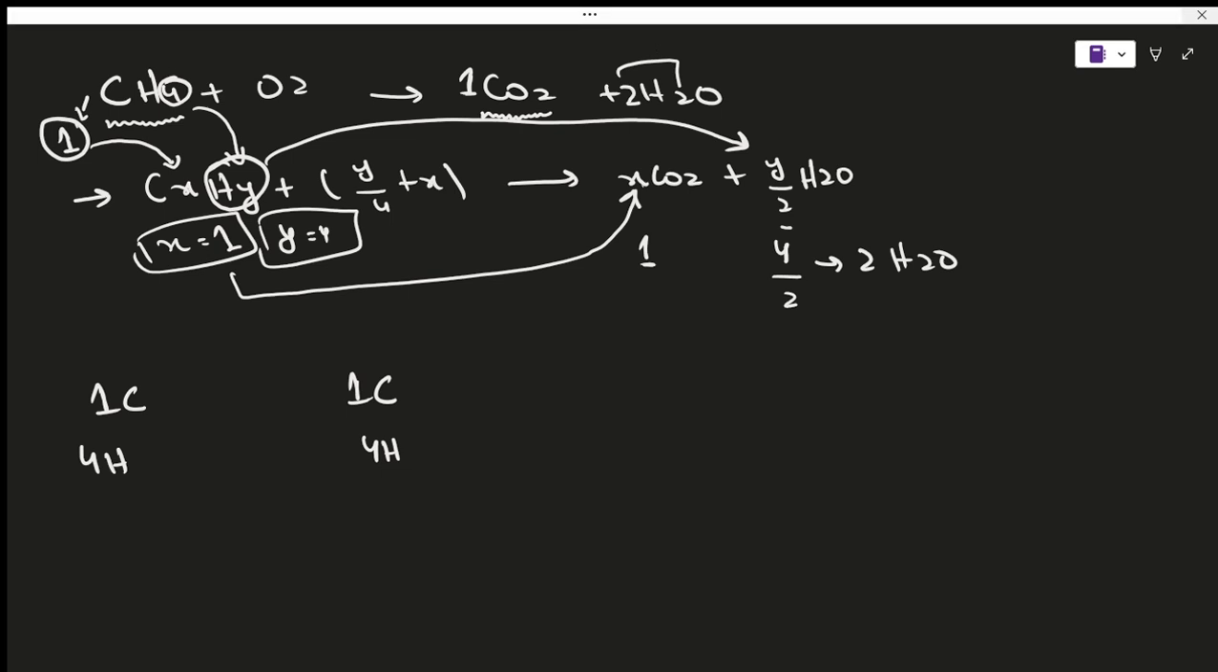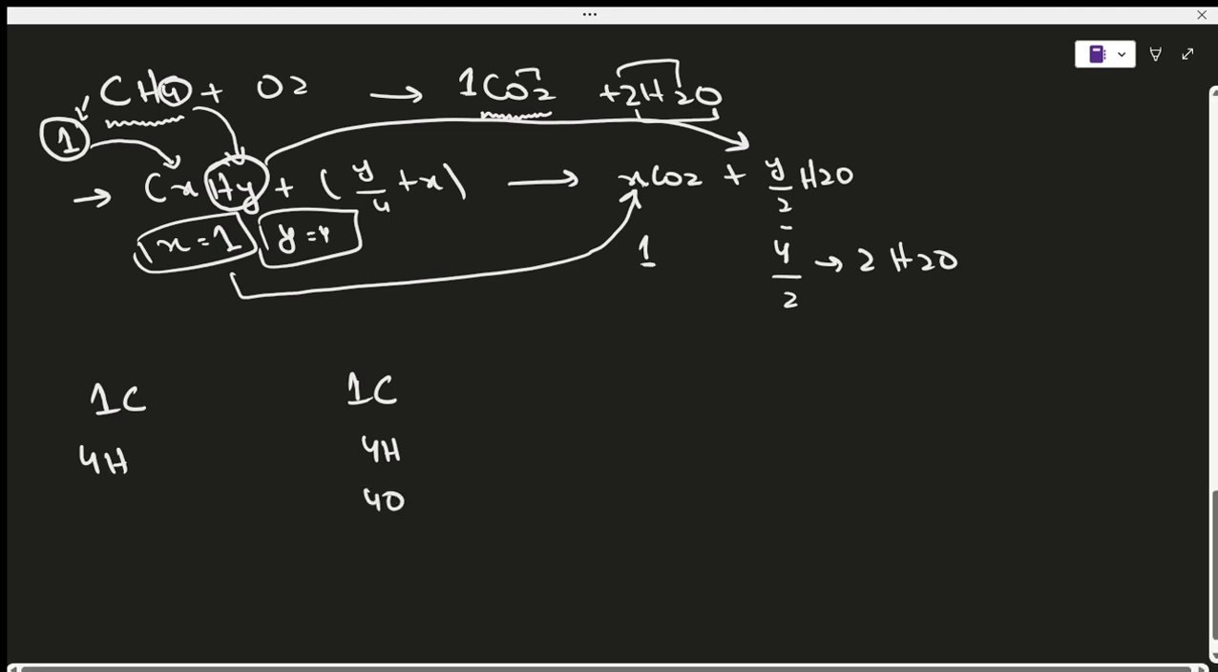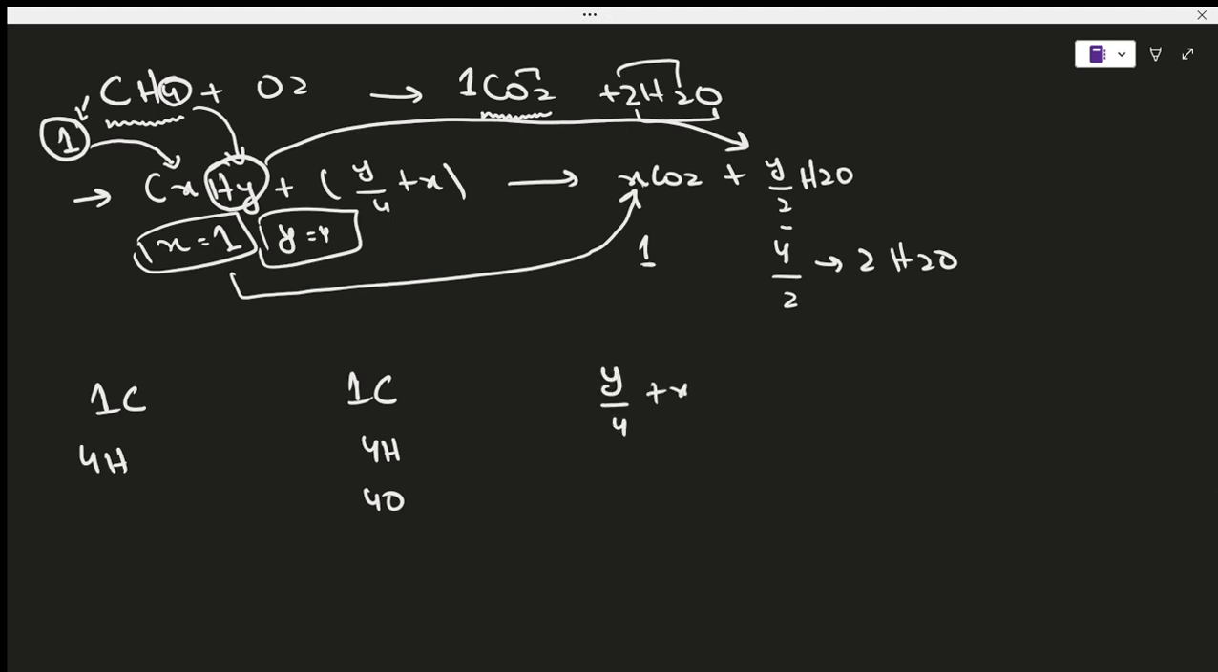So you have 2 oxygens here and you have 2 oxygens here, so you have a total of 4 oxygens. Okay, what is the formula? The formula is y over 4 plus x. And you already have the value of y and x, so what you're going to do is simply plug in the values.